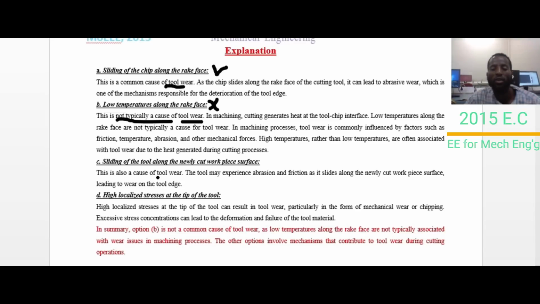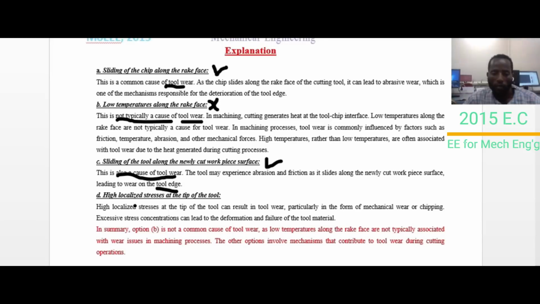And C, sliding of the tool along the newly cut workpiece surface. This is also a cause for tool wear. This is also a main cause for tool wear, and the tool may experience abrasion and friction as it slides along the newly cut workpiece surface, leading to wear on the tool edge also. So this is a cause.